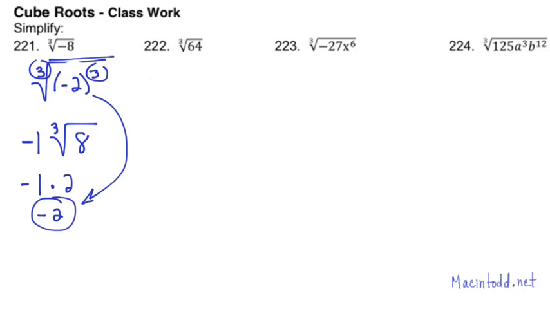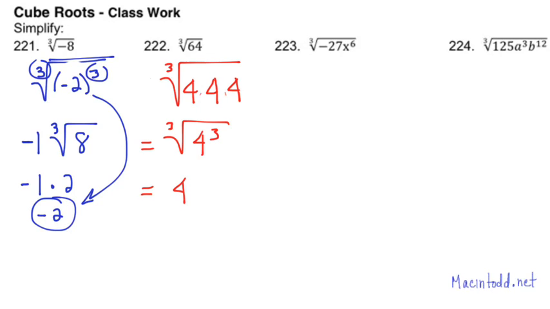So look at the cube root of 64. 64 is a 4 times 4 times 4, or a 4 cubed, and so the answer is just 4.